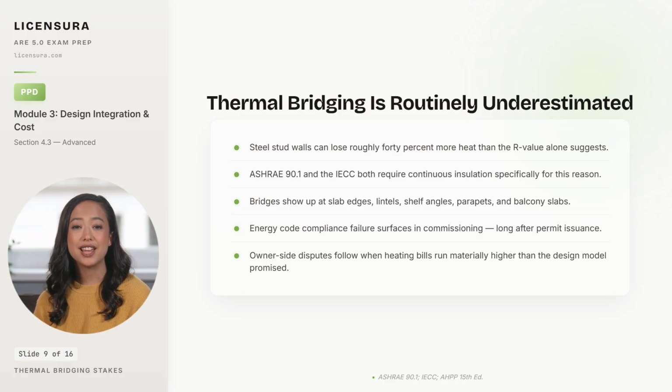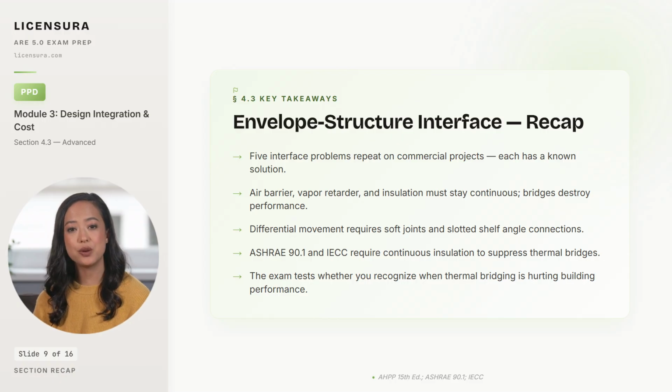5 takeaways anchor the way you should review every envelope structure detail going forward. 5 takeaways close the envelope structure interface section. The same 5 interface problems repeat on almost every commercial project: slab edge bridging, steel lintel bridging, air barrier gaps, differential movement, and grade line waterproofing. And each one has a known solution rather than a creative one to invent.